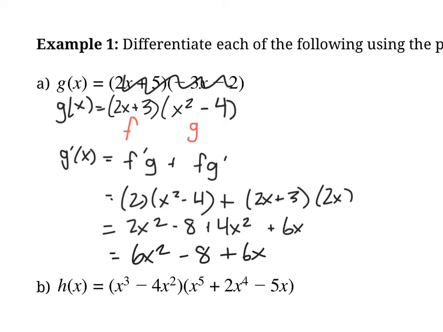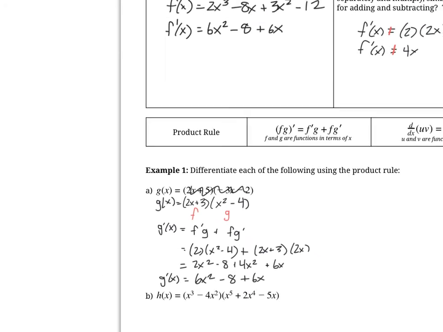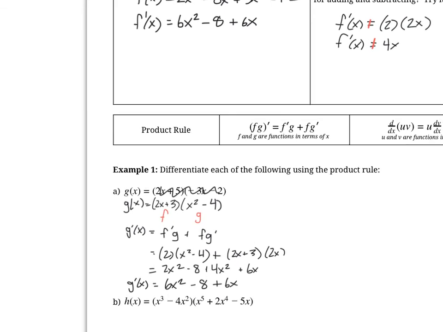So that is our derivative. That's our g prime of x using the product rule. And if we look up here at what we did when we expanded and simplified and then took the derivative, and we used the product rule, same answer both ways. Okay? So our product rule seems to work, at least in this case.